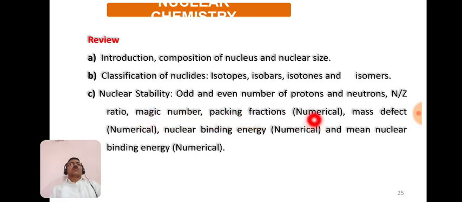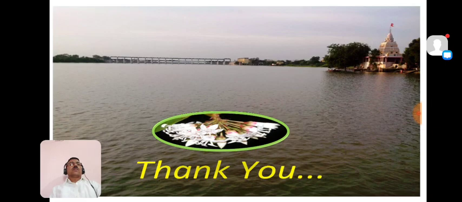We have solved a problem based on the formula for packing fraction, and mass defect, denoted by the symbol delta M, and we have already solved one example based on this formula. We have studied nuclear binding energy. We also studied the numericals based on this formula of nuclear binding energy, and finally we have studied mean nuclear binding energy, and we have also solved a problem based on this formula of mean nuclear binding energy. In this way we have completed the half unit of this nuclear chemistry.